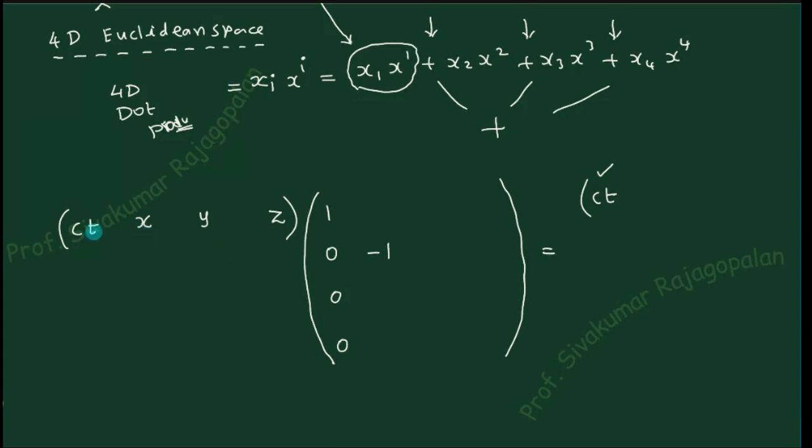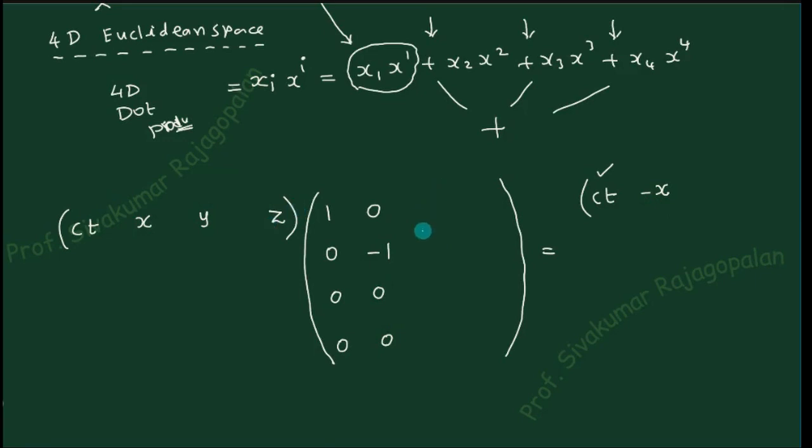And similarly, what happens to the second one? Let us see. ct into 0, I don't want ct now. So ct into 0 plus x into minus 1. So x into minus 1 will give you minus x. Then y into 0 plus z into 0. If you do like this, now I am able to successfully generate a minus sign. Somehow I got a minus sign, right? That's what you have to do. Something you have to do and generate a minus sign for the x, y, z components.